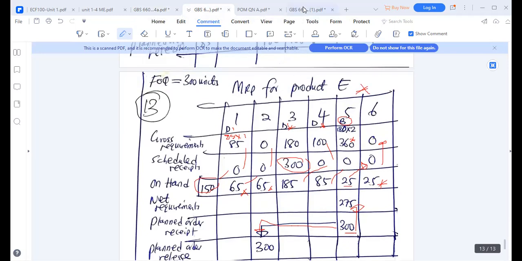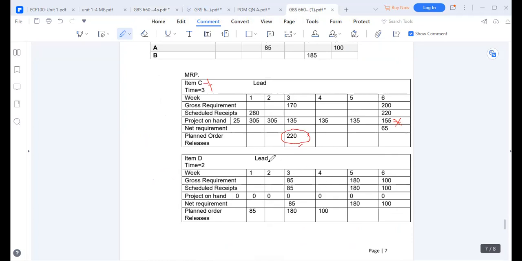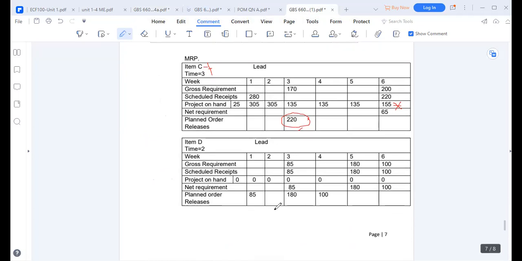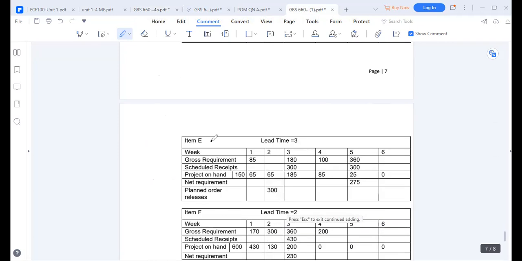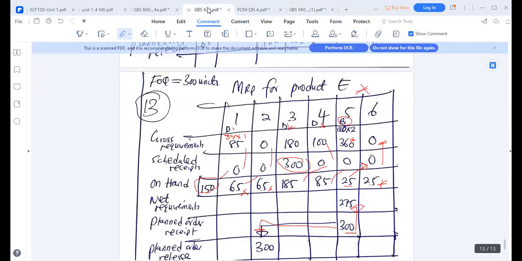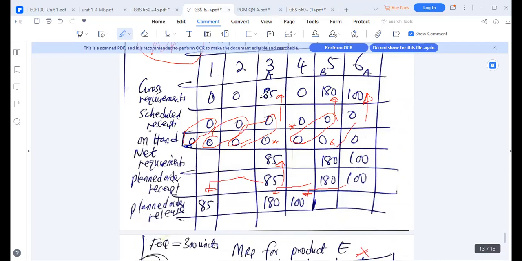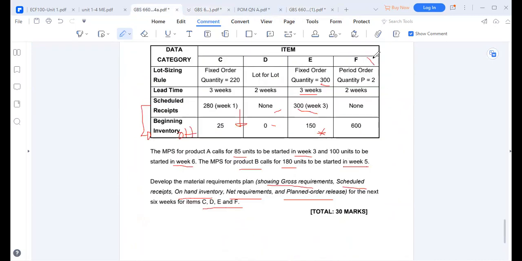So this is how you find this MRP for E. Under this one, you can even confirm this MRP for D. We have these figures. For E, we have 300 units coming in this week 2. So this is only the MRP for product E, where you have this 25 and that. Now we get to the last one, which is the MRP for product F.